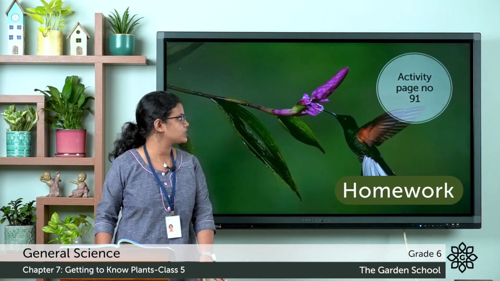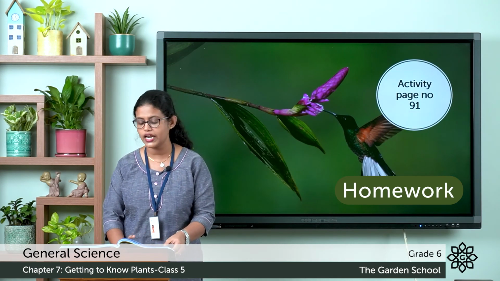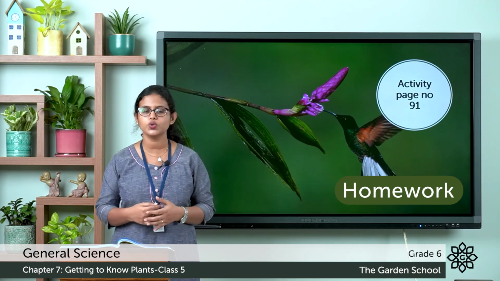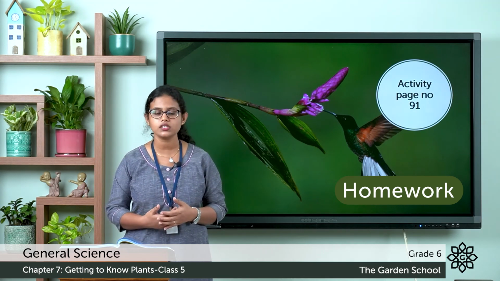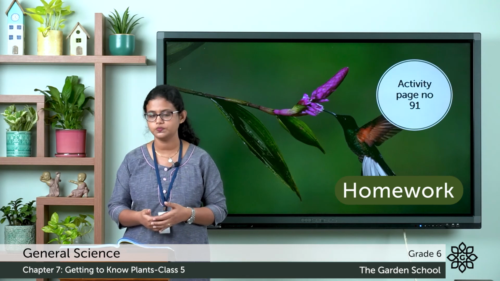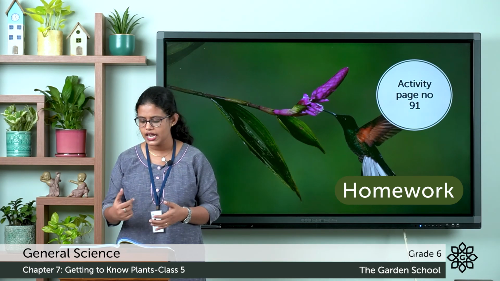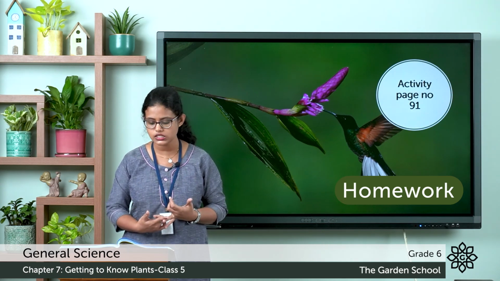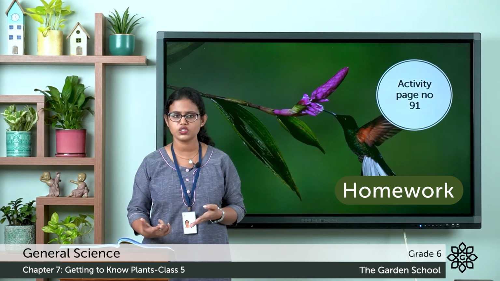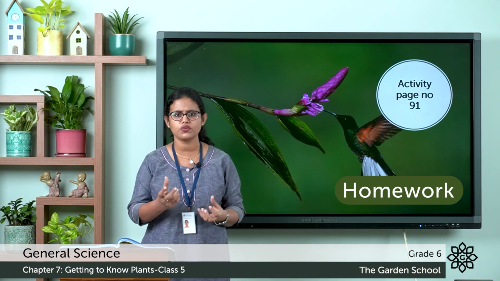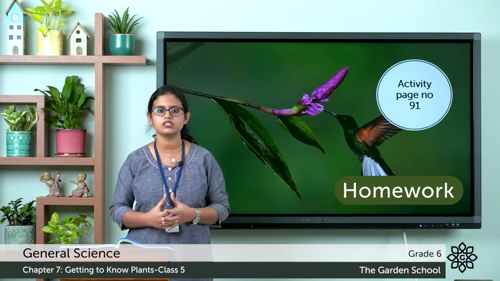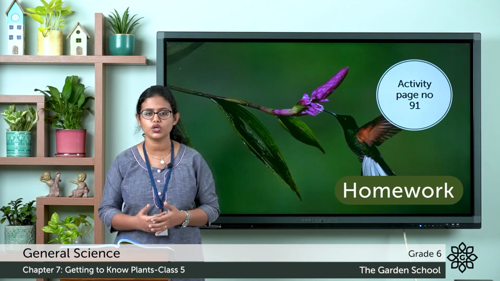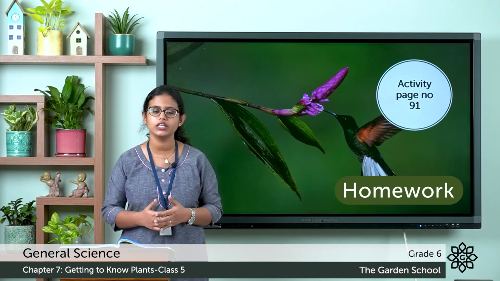You have an activity on page number 91, that is the activity zone. What you need to do here is collect different types of leaves that have fallen, and then note down their shape, size, color, margin. Margin means the edge of the leaf. Then you have to find the arrangement of the leaf. Then write down your observation in the table given below.